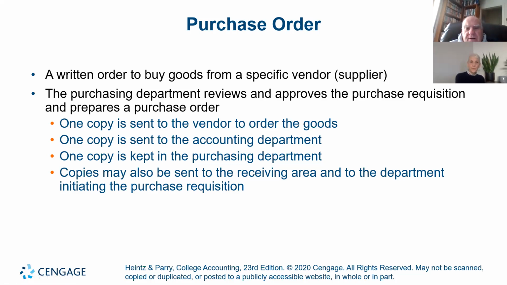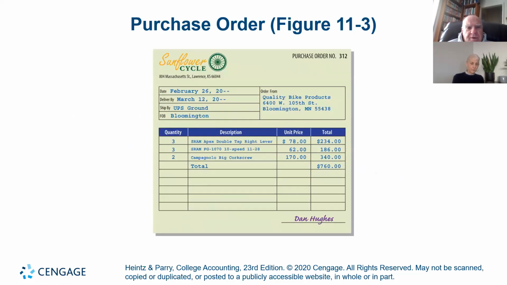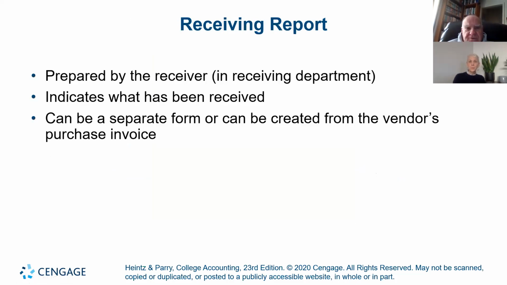Purchase order. Now we've got something very specific. Still no accounting entries though, huh? No accounting entries at this point. And there's the purchase order. My goodness, it looks exactly like the purchase requisition, huh? Except this one is signed by Dan Hughes, the guy who had the authority. He was the one who approved this purchase in the first place.